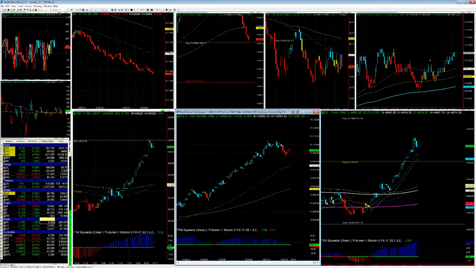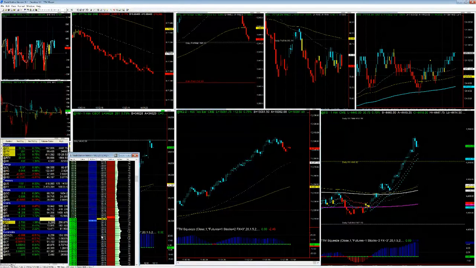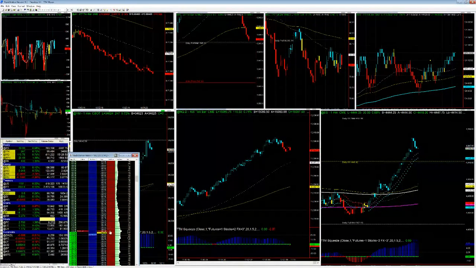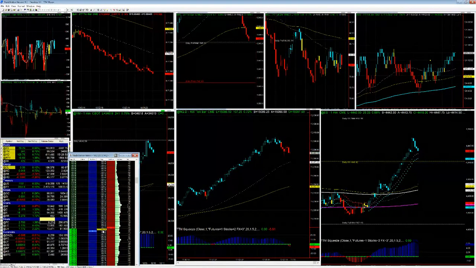Now, here's what their order execution DOM looks like. The DOM, depth of market, or in TradeStation's language, they call it a matrix. But to me, it's an order platform. All I do is come over here and find a spot on the left to buy or a spot on the right to sell. And I just go click.